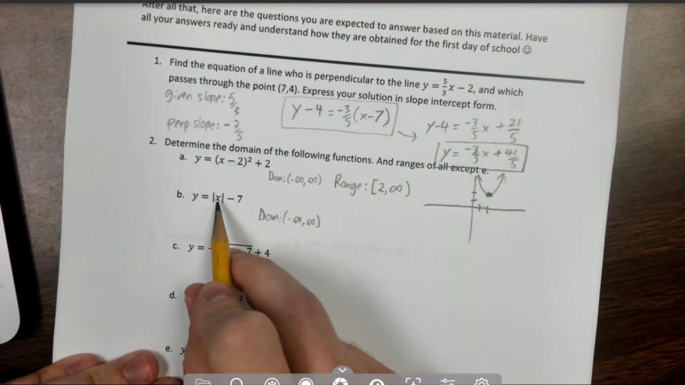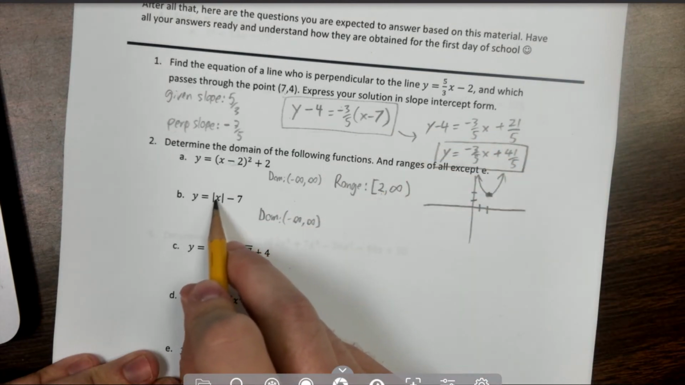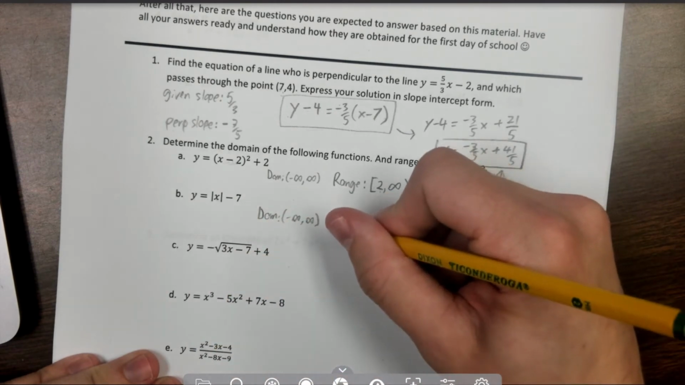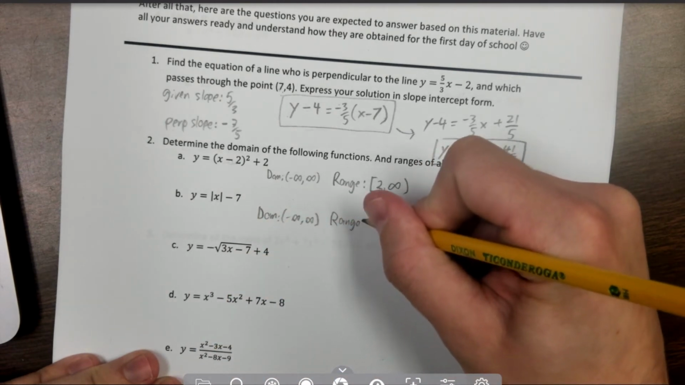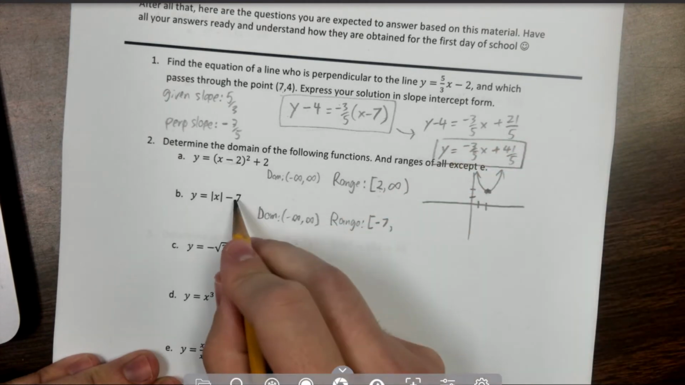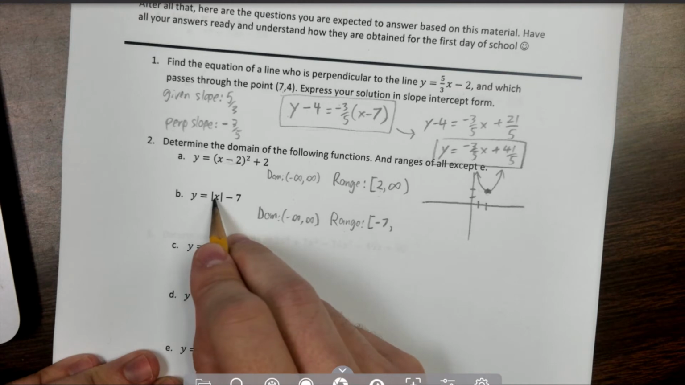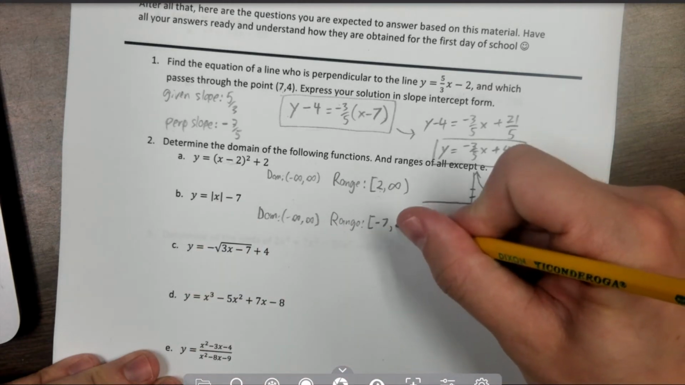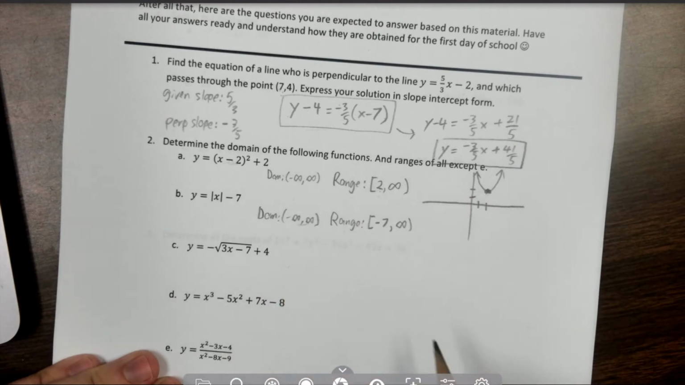And what will I get out? Well, same idea. I'll only get positives or 0 here, and then I'll be subtracting 7 from those numbers. So my range, in this case, will be bracket negative 7. That's the lowest I'll go, because the lowest I can be is negative 7 if I add 0. Or I can go higher because I can take negative 7 and add any positive value I want by plugging in any number except for 0 in the domain.